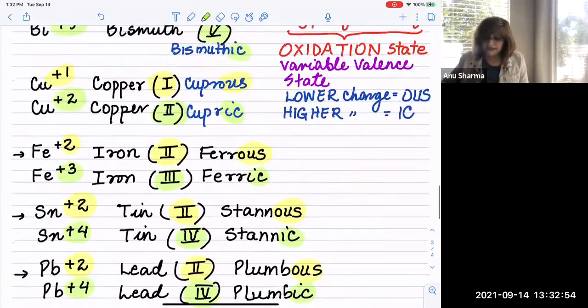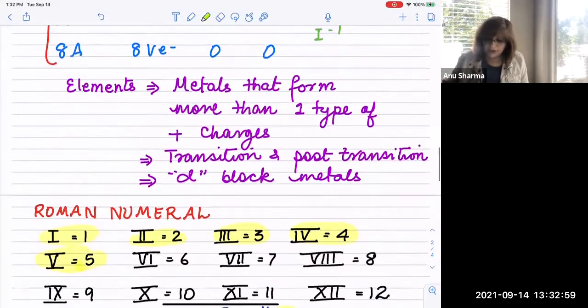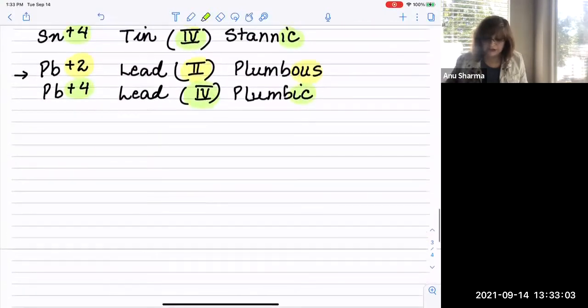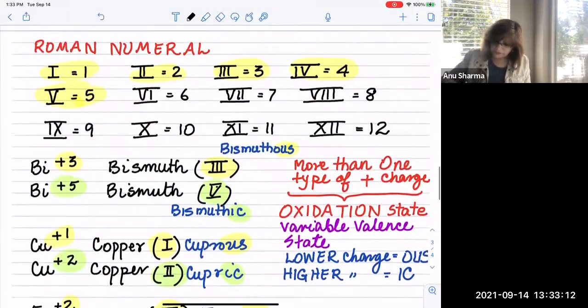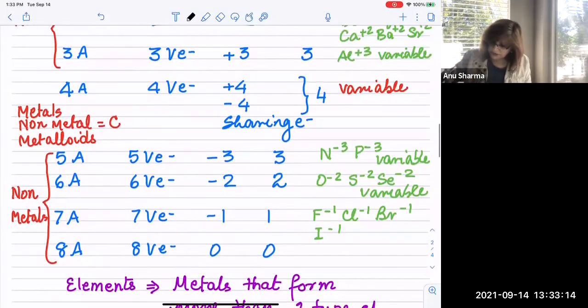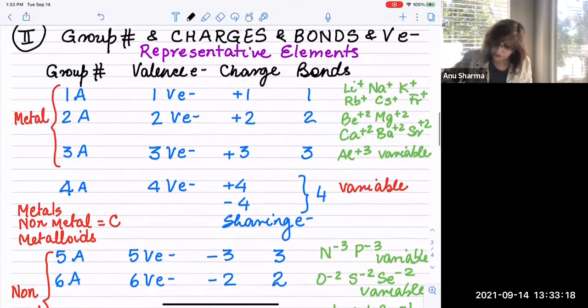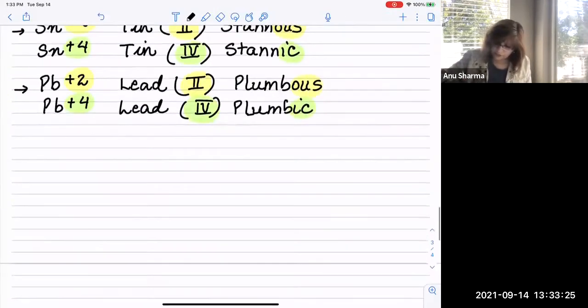Okay, and so forth. And there is a huge list which you can add on your own. So we covered the Roman numerals in naming these elements that have more than one positive charge. Now, another thing about whenever you are naming, and so let's put this here. So this was 2A, this is 2, 3, and 4.